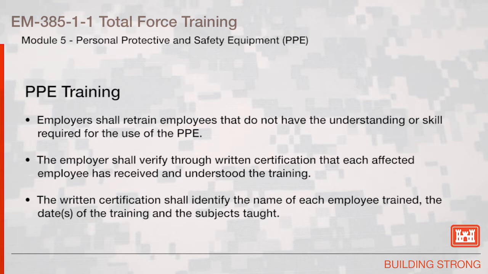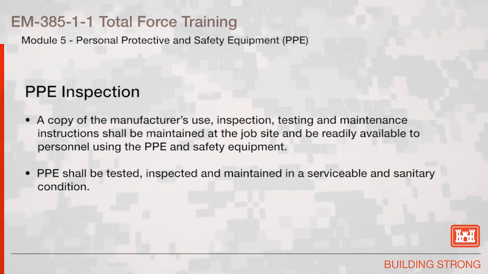The employer shall verify through written certification that each affected employee has received and understood the training. The written certification shall identify the name of each employee trained, the date or dates of the training, and the subjects taught. A copy of the manufacturer's use, inspection, testing, and maintenance instructions shall be maintained at the job site and be readily available to personnel using the PPE and safety equipment.